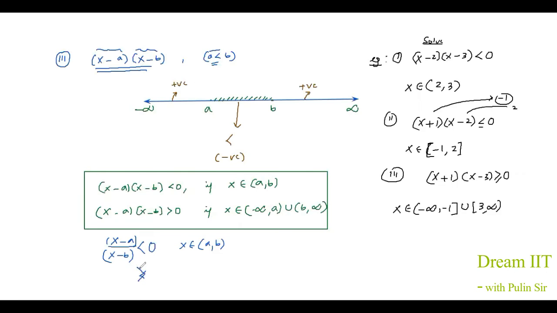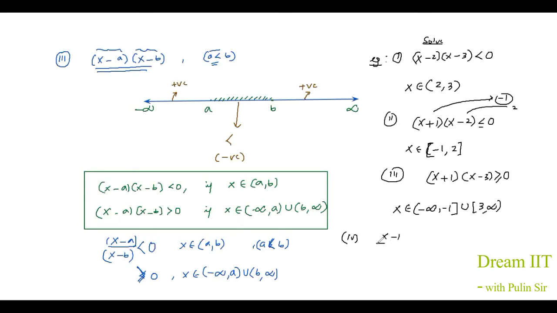And if it is greater than 0, then x should belong to minus infinity to a, union b to infinity, where my supposition is still true that a is less than b. So now I want to take one small example for this also, because that also is to be calculated.